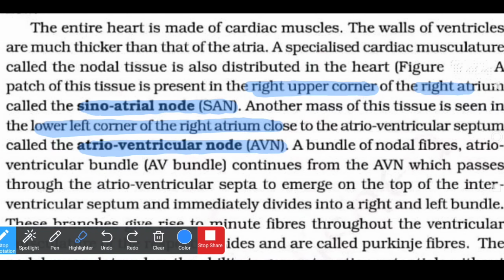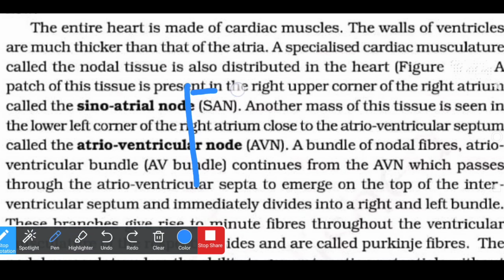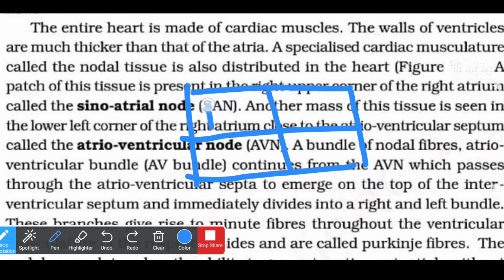Now if I'm drawing the complete heart, and here we have the right ventricle, where is the SA node present? It is present in the right upper corner, so somewhere here the SA node will be present. And the atrioventricular or AV node is present in the lower left corner, so it will be present here.